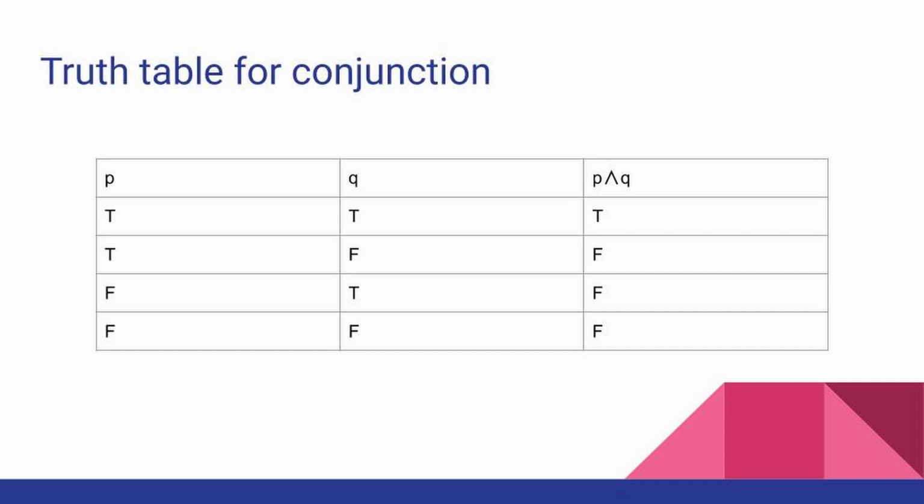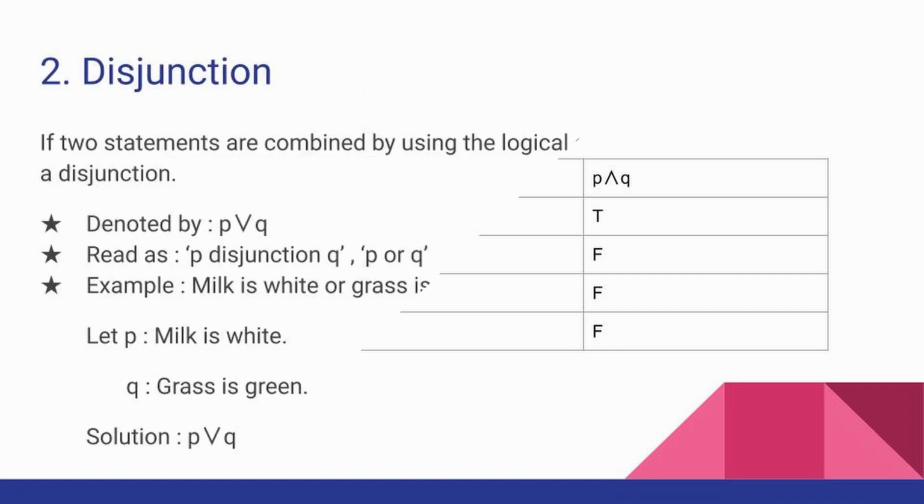True and true will be true. True and false will be false. False and true will be false. And false and false will be false. Only if both P and Q are true, the conjunction becomes true, otherwise it is false.